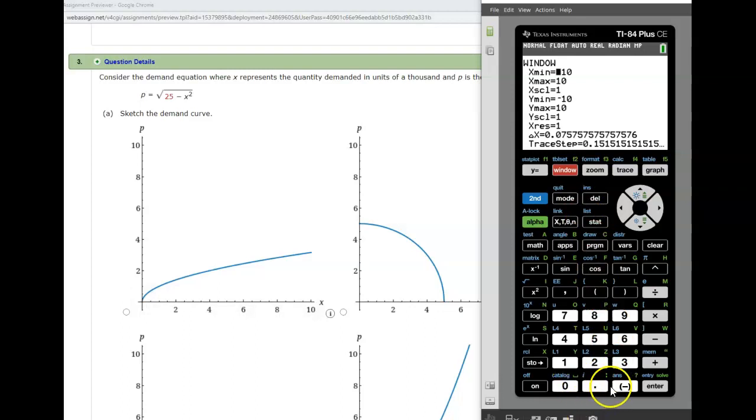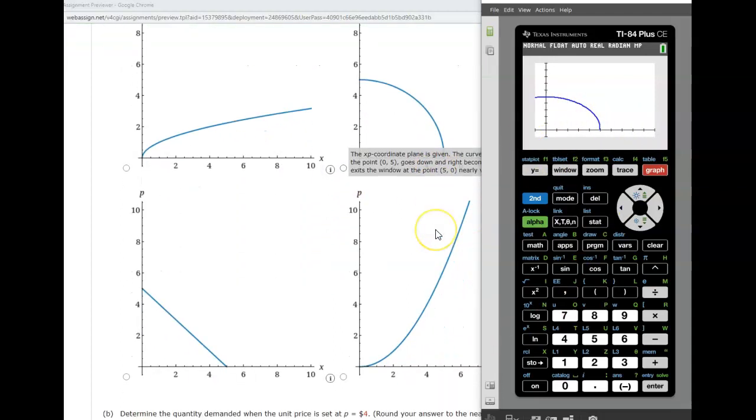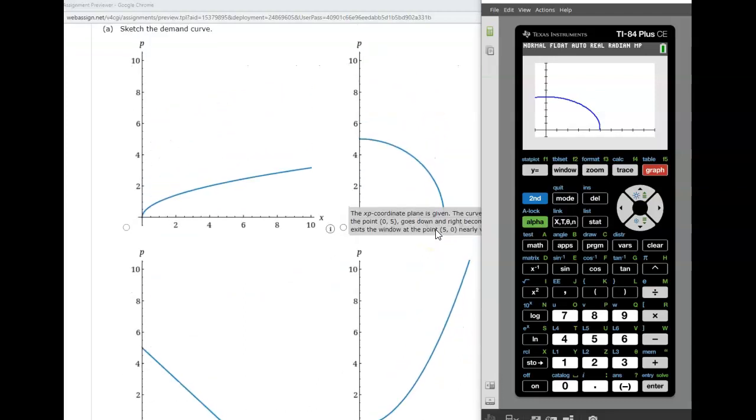So the window goes from, I usually do 1 less to 10. That looks good for the x. And they're given tick marks every half, but 1 is fine. I'm going to go from -1 to 10 here and graph again. So there's what my graph looks like. Theirs is a little bit more square than mine, so it may look more like a circle than a half a parabola. And it should look like a circle because this actually is half a circle.